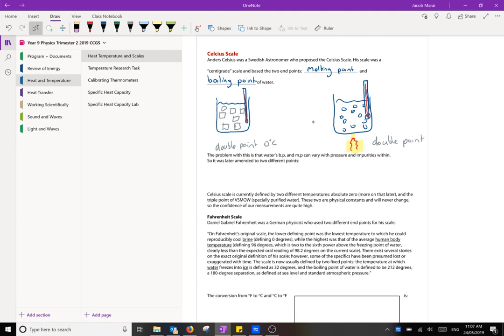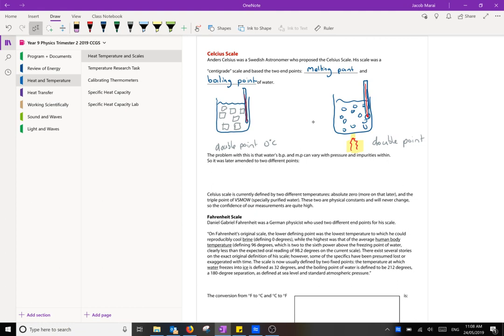But here's the problem. These two points can vary. If there are impurities in your water, bits of salt, bits of dissolved gases, bits of dust and dirt, that can affect when it would melt or boil. Also, air pressure. The atmospheric pressure plays a big role on when water will boil and when it will freeze.